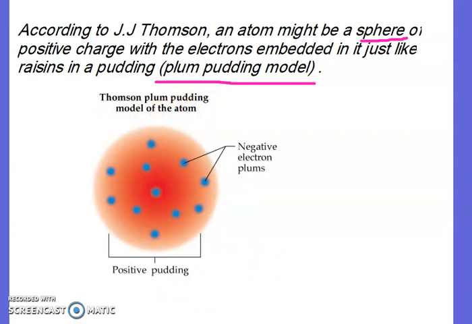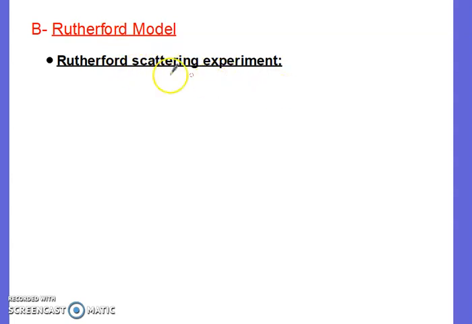Now let's go to the next model. But you know that this model is not true now in modern physics. Rutherford model. Mr. Rutherford did the following scattering experiment.